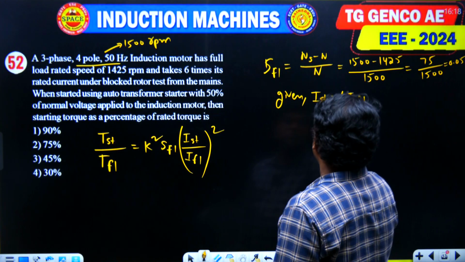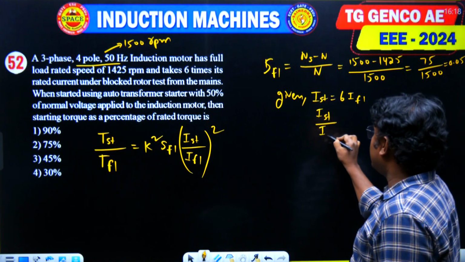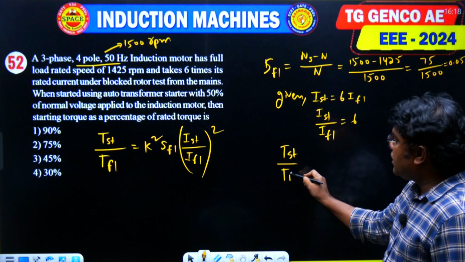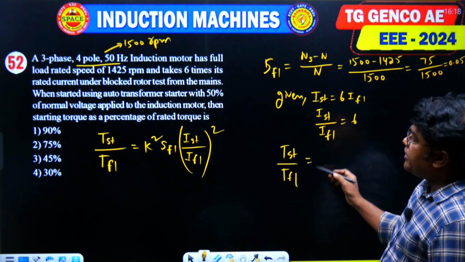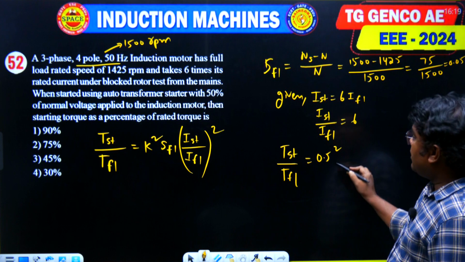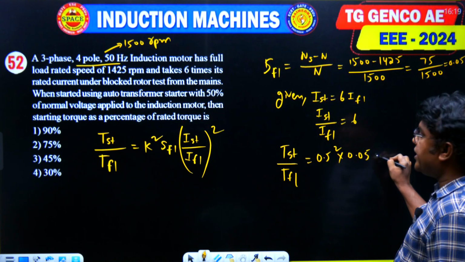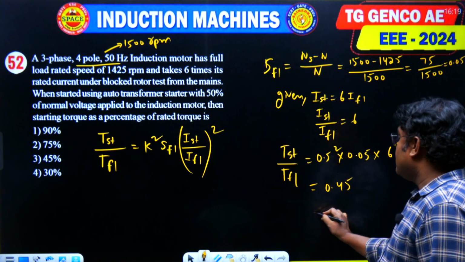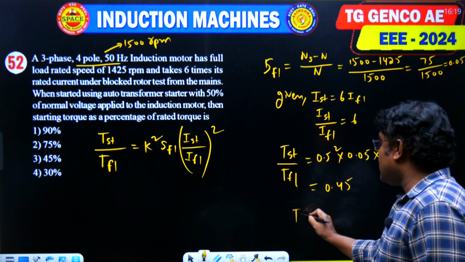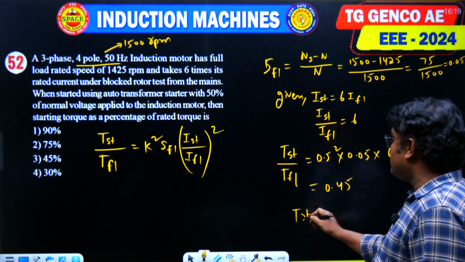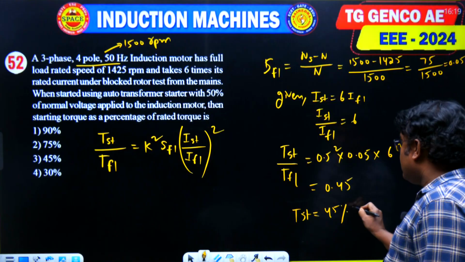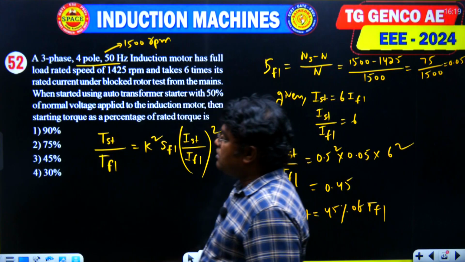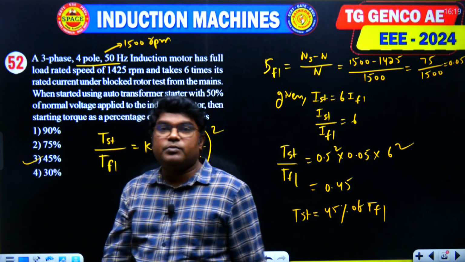Now substitute. Given that the starting current is 6 times the full load current, so I starting by I full load is equal to 6. Therefore starting torque by full load torque is equal to 0.5 square, where the transformation ratio is 0.5, times SFL equal to 0.05, times 6 square. That is equal to 0.45. In percentage, this per unit value multiplied by 100 gives 45% of TFL. So for this question, option 3 is correct.